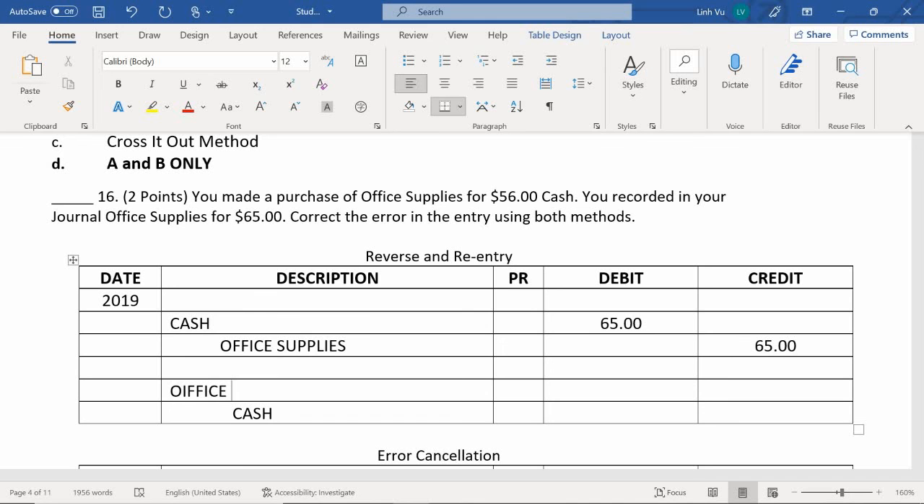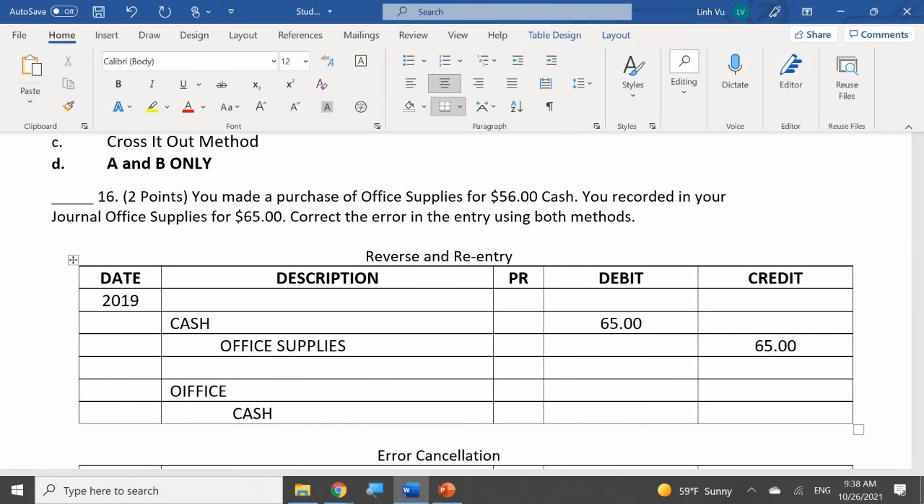So in context, right? If I went to the store and bought office supplies, this is what I have to do. I have to go back to the store, return the product for the amount that I wrote in my journal. And then I'm going to repurchase it for the correct amount, which in this case means I'm going to rejournalize it for the correct amount. Okay. So that's the reverse and re-entry.